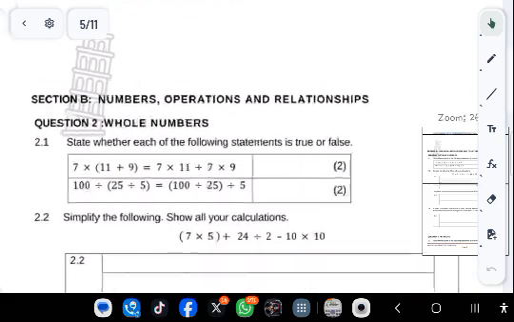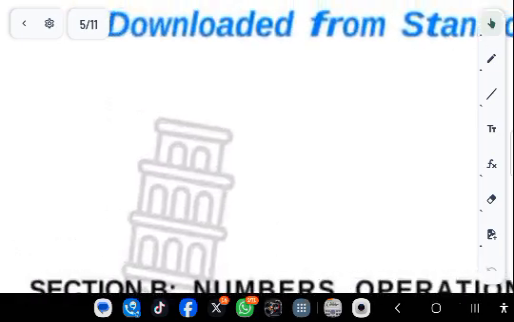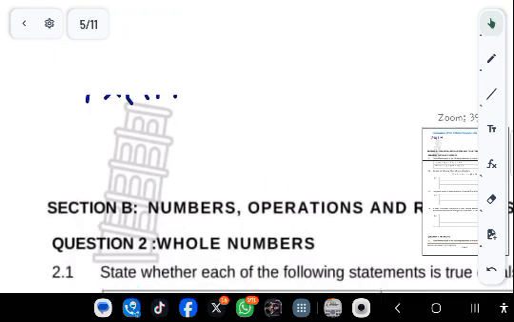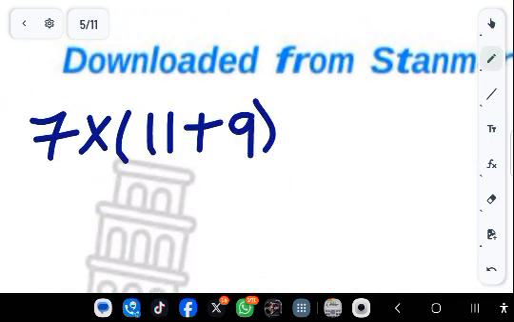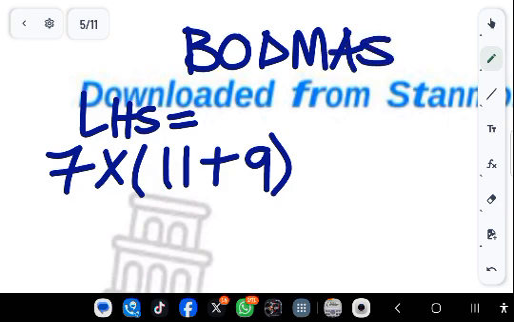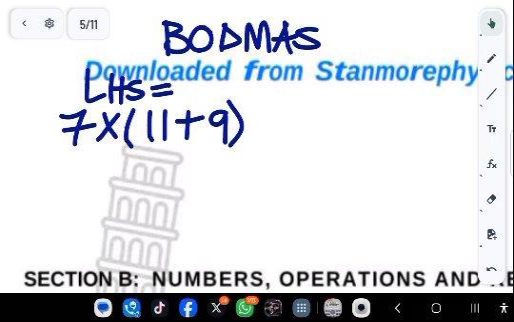So let's start. For the first one, that will be 7 times in bracket 7 times in bracket 11 plus 9. This is the left hand side. We must always use the rule of BODMAS because it tells us the order of operations. If you don't use BODMAS, you will end up messing your answer up. So you must always make sure you use BODMAS.